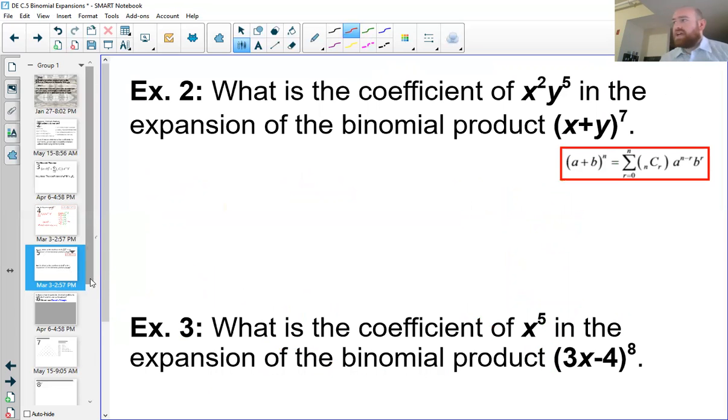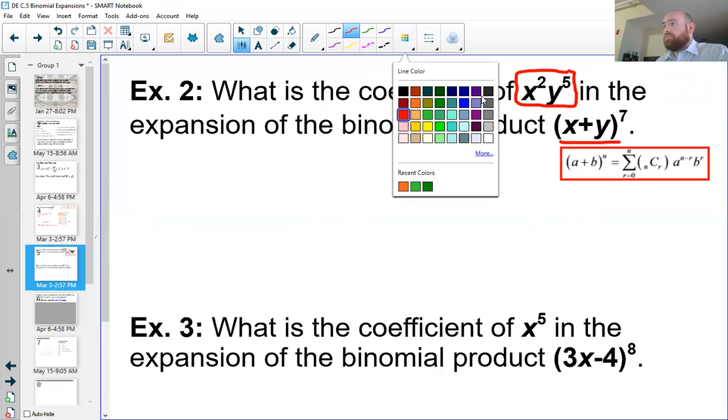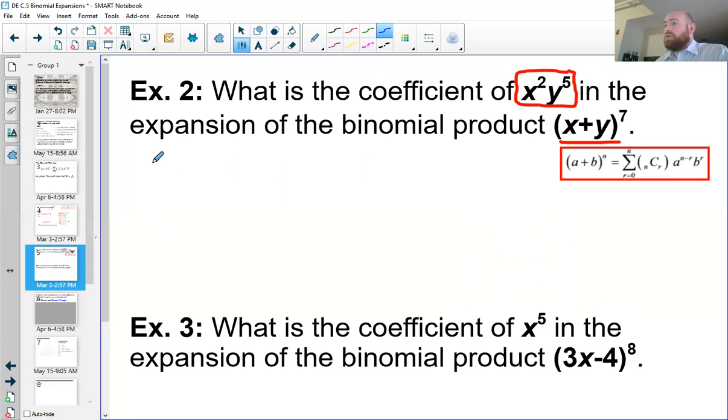This also allows us to figure out the coefficients of certain terms. So maybe we're not interested in many terms of the whole thing, we just need to know one. So for example, if we want to know the coefficient of x squared times y to the 5th in the expansion of the binomial product x plus y to the 7th power, then we need to identify, well, n is 7, r is going to be 5.